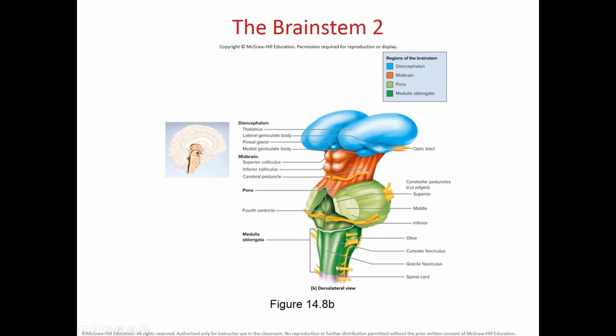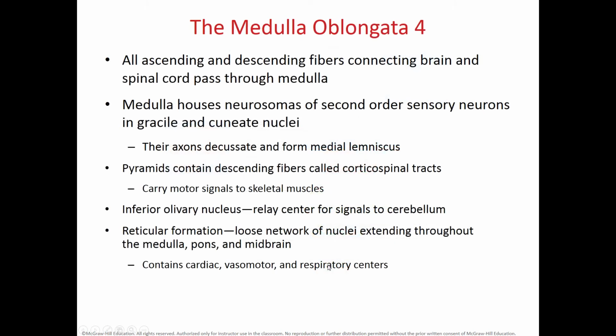Dorsolateral view of the medulla oblongata. These protrusions are called the olives. Here we have the cuneate fasciculus, and then the gracile fasciculus in here. All the ascending and descending fibers that connect the brain and the spinal cord have to pass through the medulla.